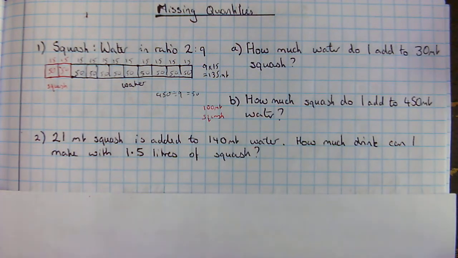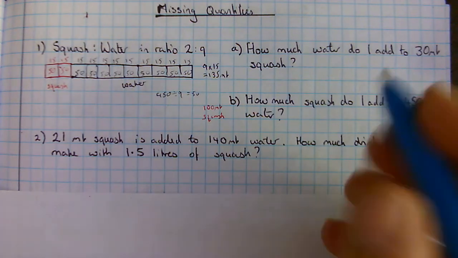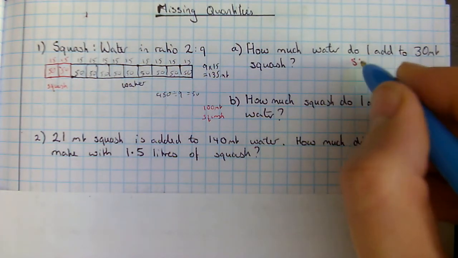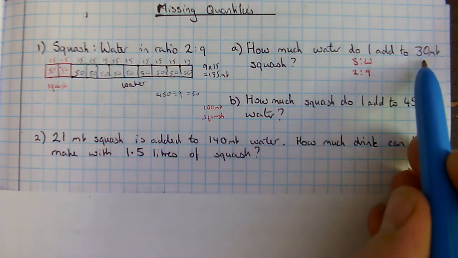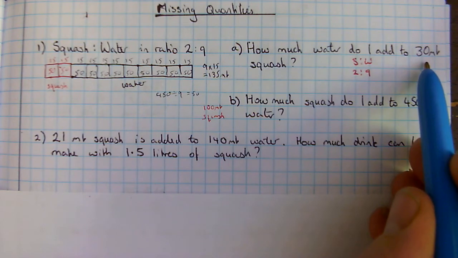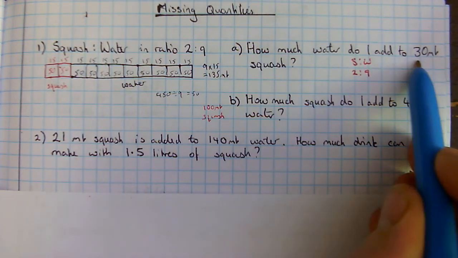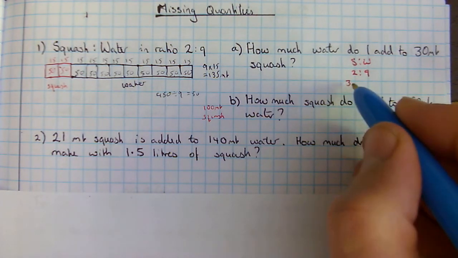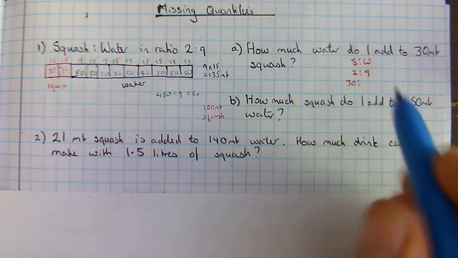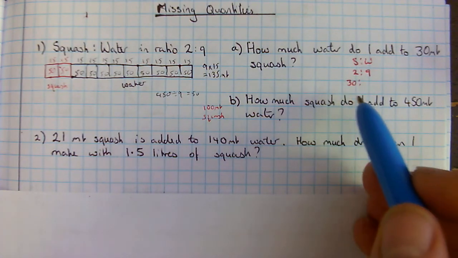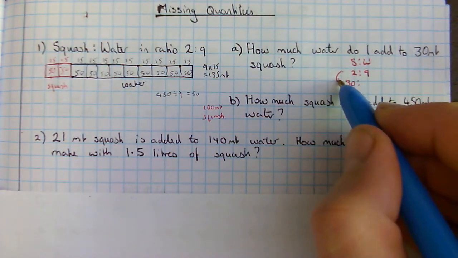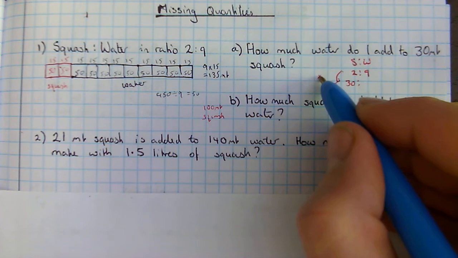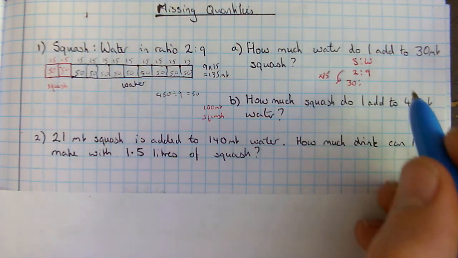So here I've got squash and water in the ratio of 2 to 9. It wants to know how much do I add to 30 millilitres of squash. I need to make sure that my 30 goes in my squash column. Now remember, I can only multiply or divide, I can't add or subtract. What am I doing to 2 to give me 30? Well, I'm obviously timesing. 30 divided by 2 is 15, so I'm timesing by 15.